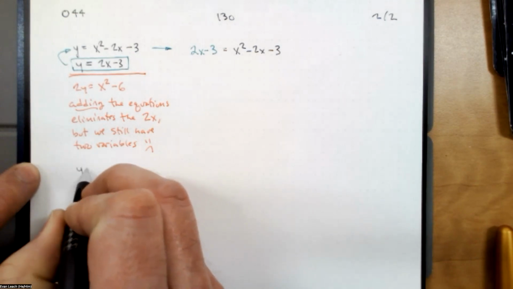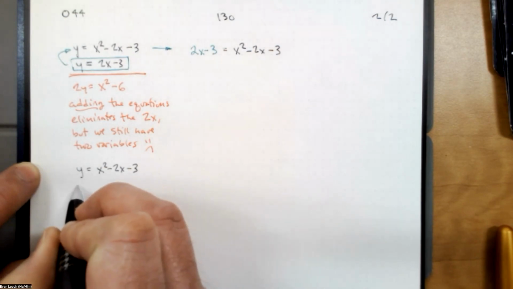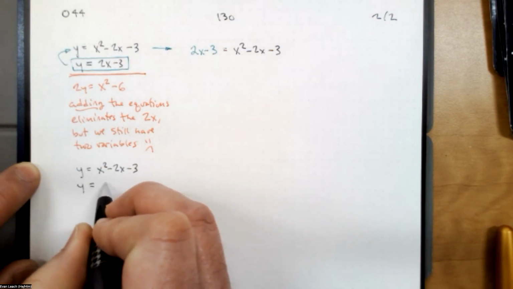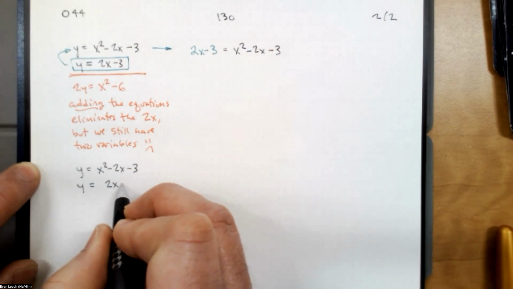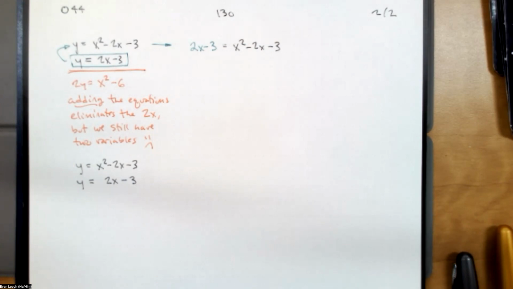So if I have this set up, y is equal to x squared minus 2x minus 3, and it says y is equal to 2x minus 3. Instead of adding the equations, I could think of subtracting the equations. The 2x didn't help us. There was still the x squared, right? Still the x squared. But if I can get rid of the y's, then I'll just have x's. But if I add the equations, y plus y is 2y, that's the problem we had before.